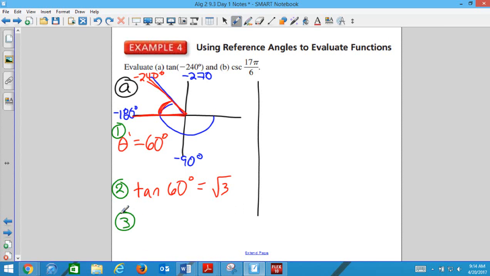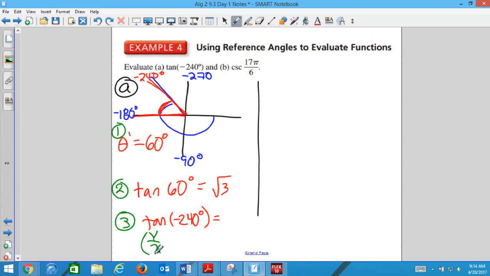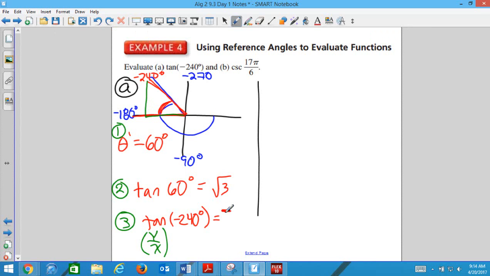The last step is we are now going to do the tangent at negative 240 degrees by finding the correct sign for this quadrant. So we were just talking about tangent. Tangent is y over x. And if we're in the second quadrant, the x is negative, the y is positive. So this is going to be a negative answer. And then it's just the exact same answer that the reference angle gave us. It's just negative square root of 3. So that last step is just finding the correct sign. Step 2, you're finding the number, and then you put them together.